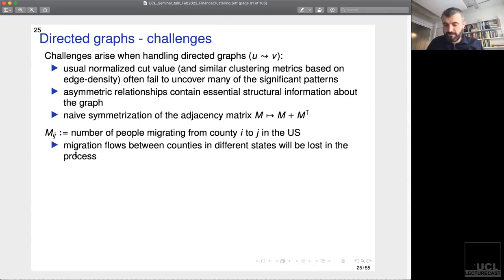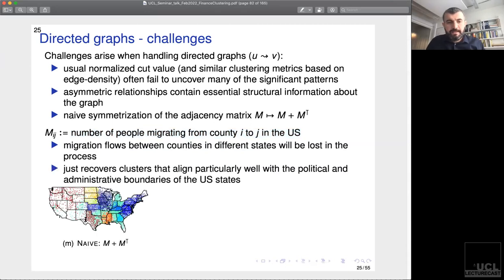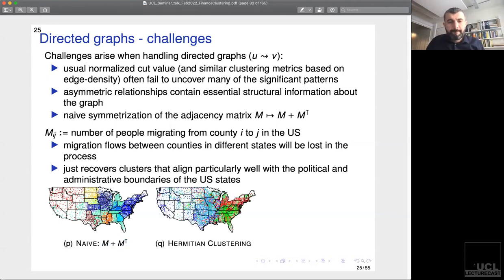I want to illustrate this with a simple example. Before we look at the financial example, imagine a network where people migrate from county I to county J in the US. If you just do a naive symmetrization, M plus M transpose, and you run your favorite standard clustering algorithm on this symmetric matrix, you only end up recovering clusters that align very well with the geopolitical boundaries, which is kind of expected. There's a lot of intrastate migration as opposed to cross-state migration. But the approach I'll tell you about in a little bit is finding different types of clusters.